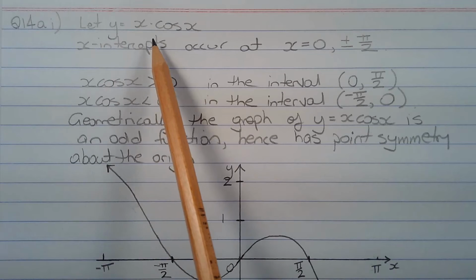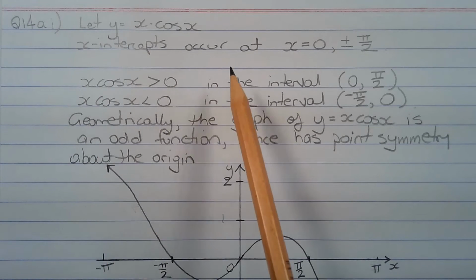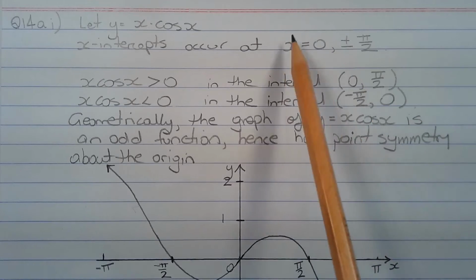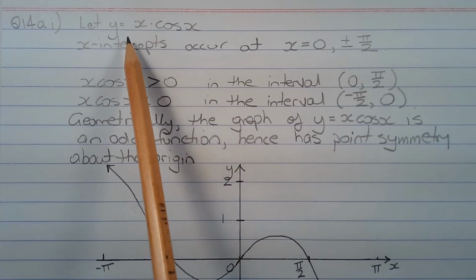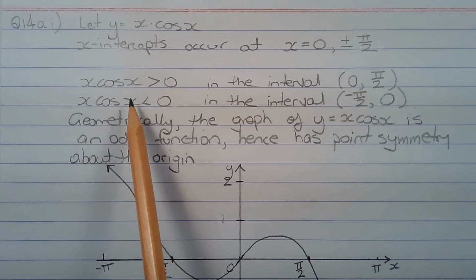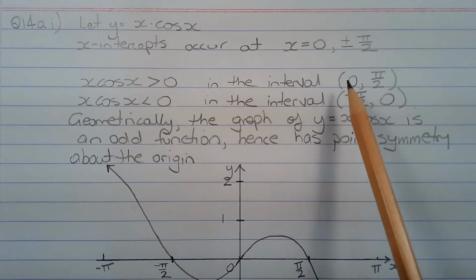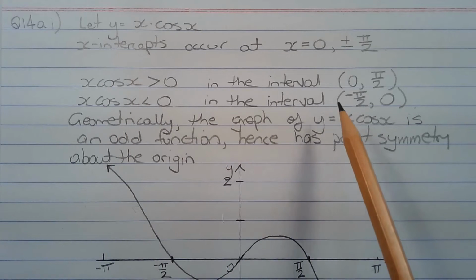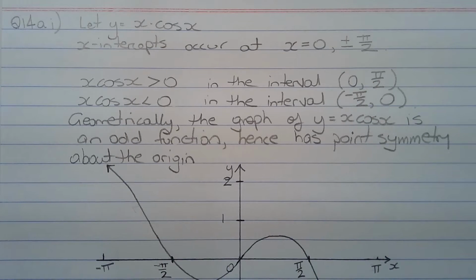Let y equal x cos x. X-intercepts occur at x equals 0 and x equals plus or minus pi over 2, since these are the x values where either the x term or the cos x term in the product equals 0. Now x cos x is greater than 0 in the interval 0, pi over 2, and x cos x is less than 0 in the interval negative pi over 2, 0.